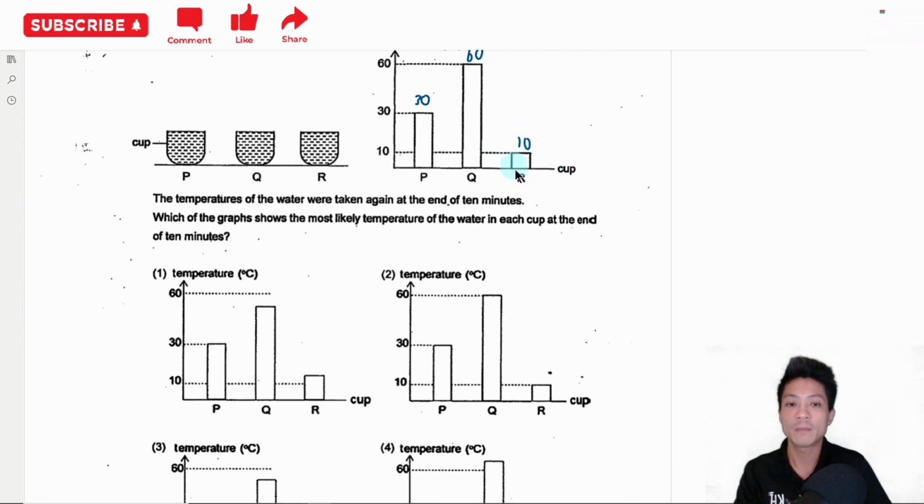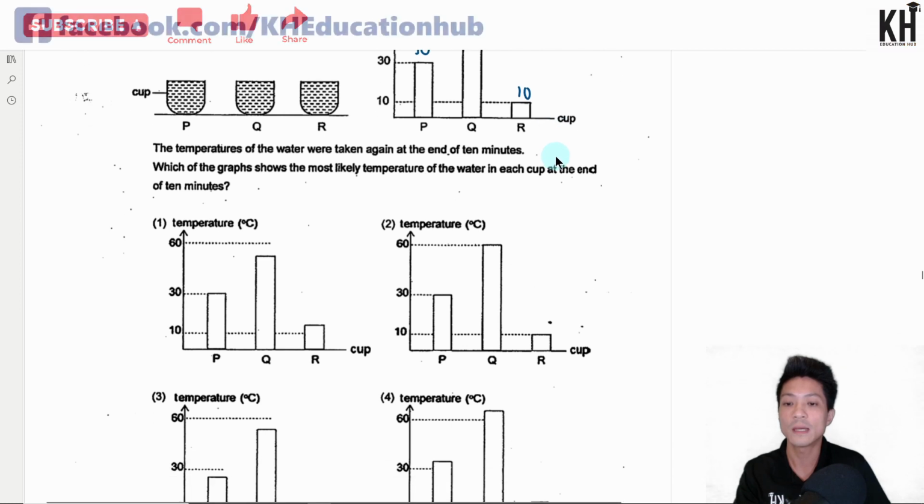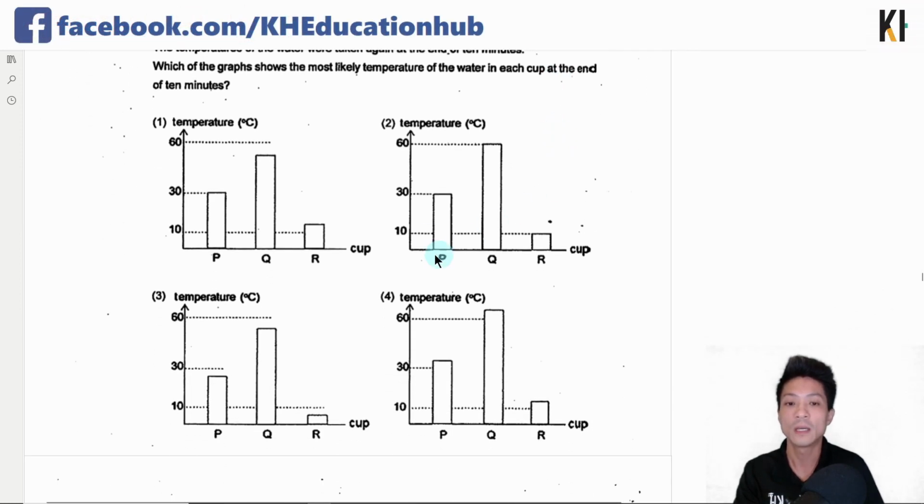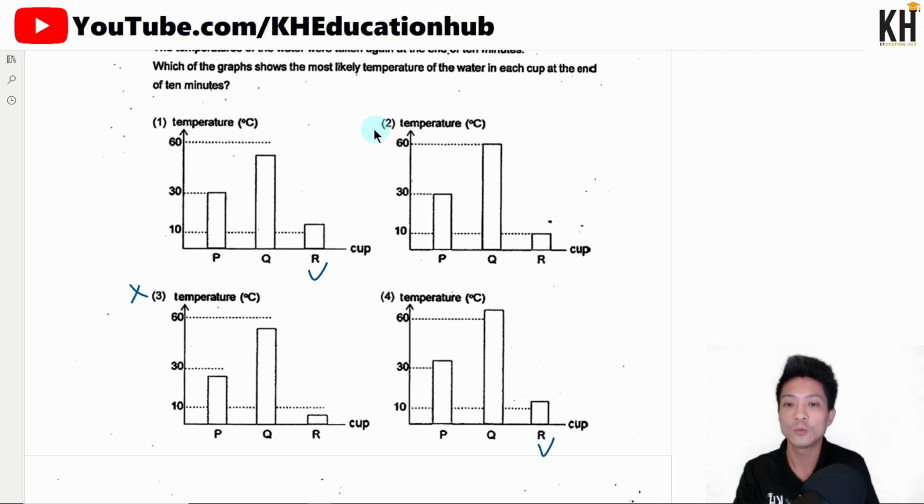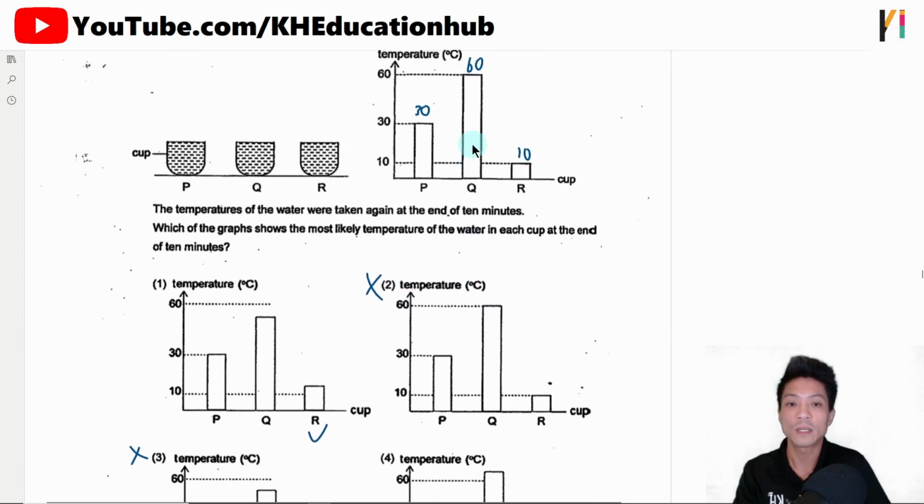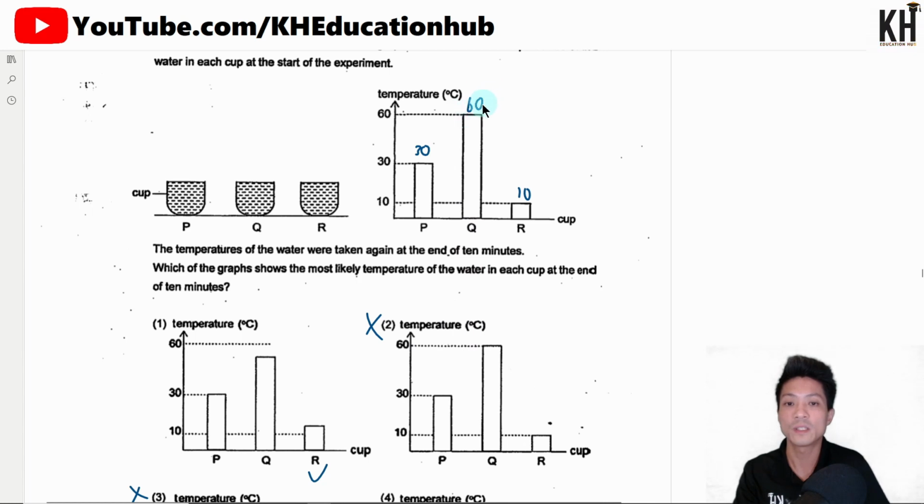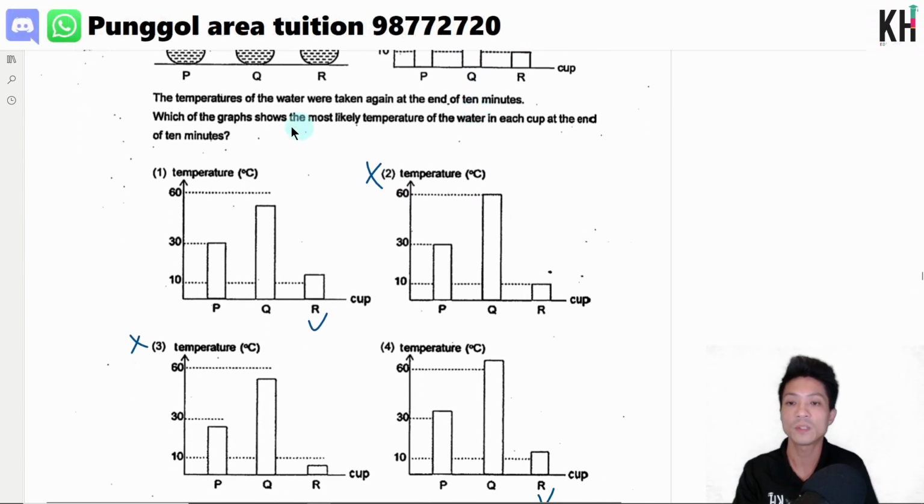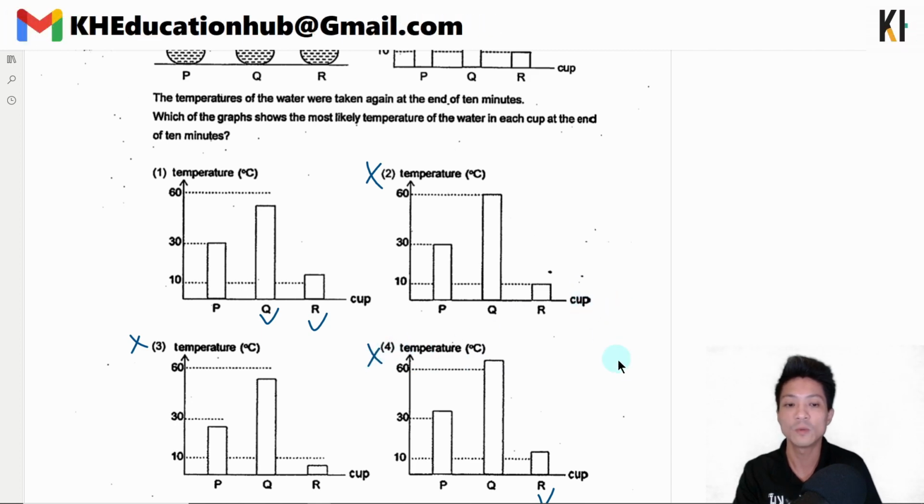Okay, let's start off with cup R because cup R is 10 degrees Celsius. So 10 minutes later, probably the temperature will be higher, right? Which means that it's only these two. So option 3 and 2, they are out. Let's take a look at cup Q, right? Because if it is 60 degrees Celsius and the surrounding temperature is 30, it will probably drop. Okay, that means option 4 is also out. The answer will be number 1.